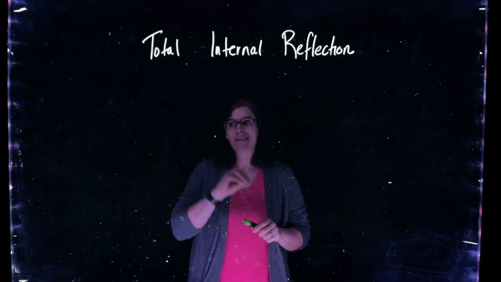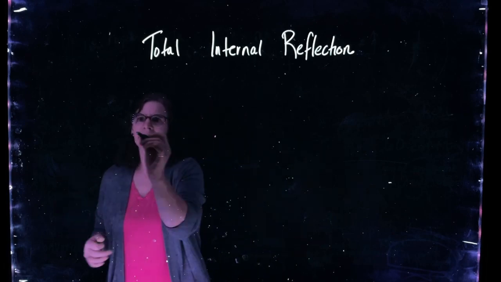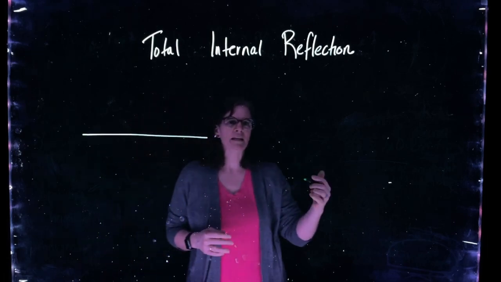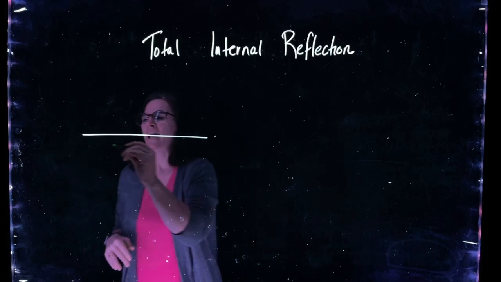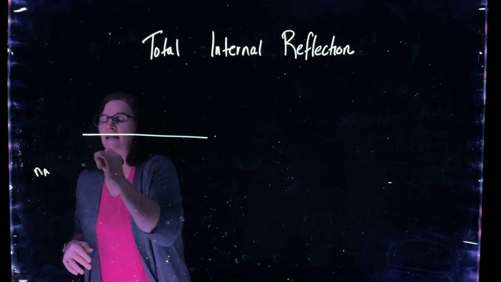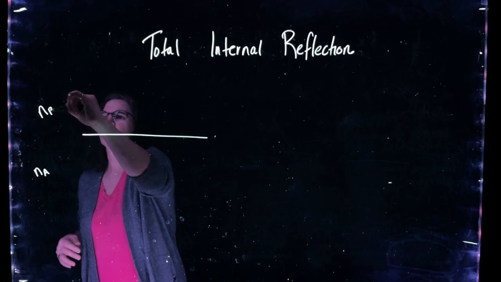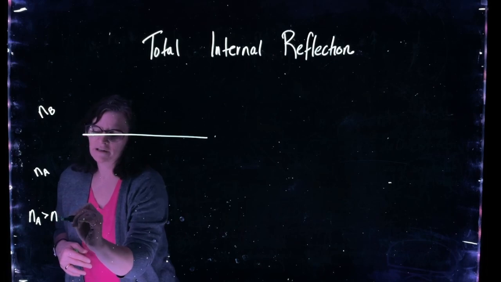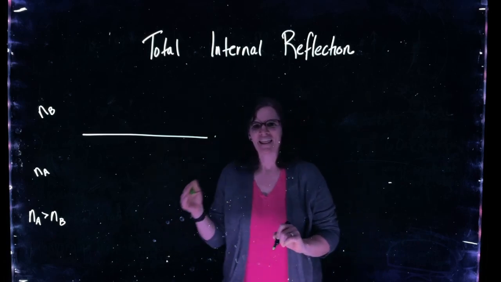Okay, so we're going to do a quick reminder of the idea of refraction and what happens as rays of light go from one medium to another. So here I have a boundary, and on this side of the boundary, I have an index of refraction. We're going to call that NA. And this side of the boundary, we're going to call NB. And in this case, NA is greater than NB.